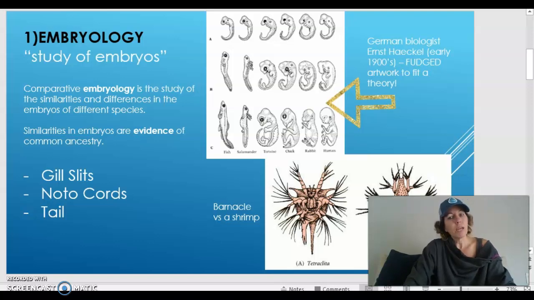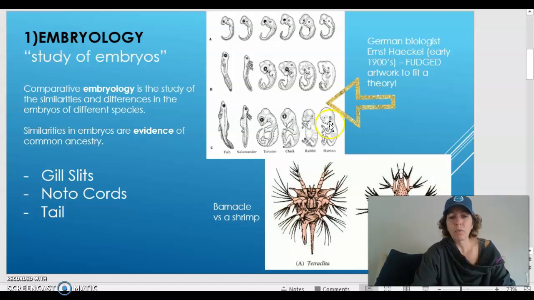Now, there is a major disclaimer here because back in the 1900s, when this first started to come about, you had a German scientist over here, Ernst Haeckel, who actually fudged his artwork to fit Darwin's theory that organisms were all related. And that actually was untrue.